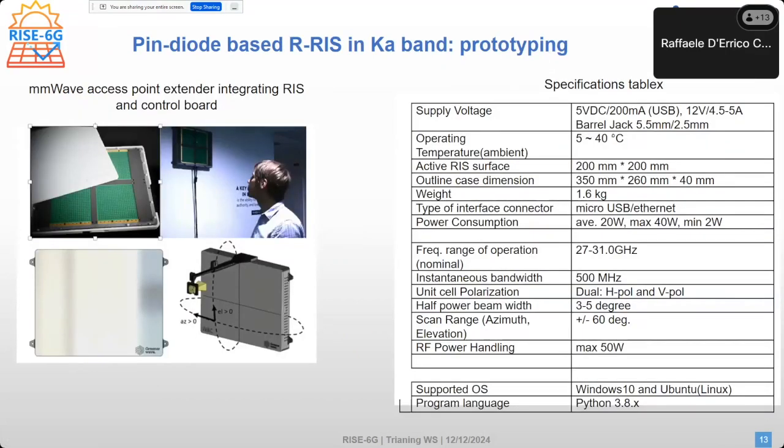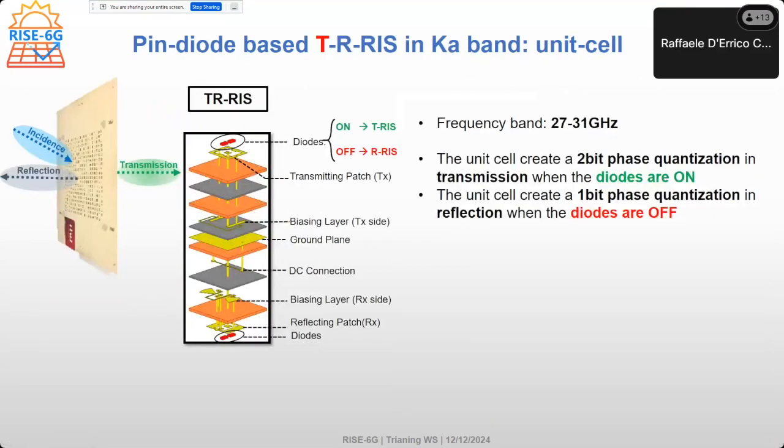And then this unit cell was put together in a huge unit cell composed of 4 panels, each one of 20 by 20. So at the end, it was a 40 by 40 RIS, and this RIS has also been used in experiments and proofs of concept. George presented before the concept of a transmitting and reflective RIS.